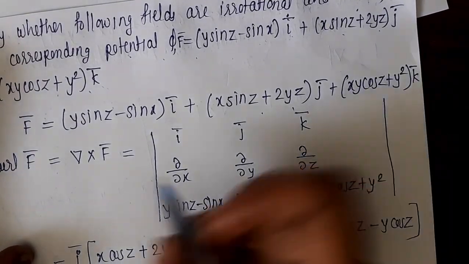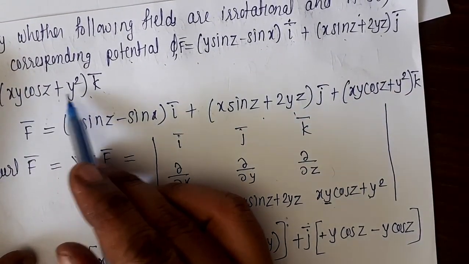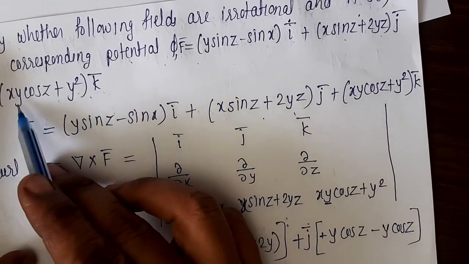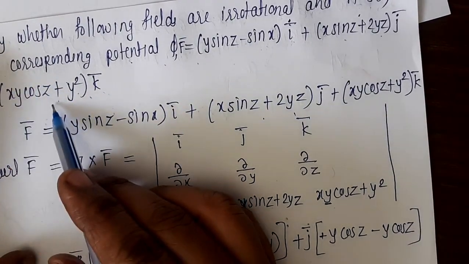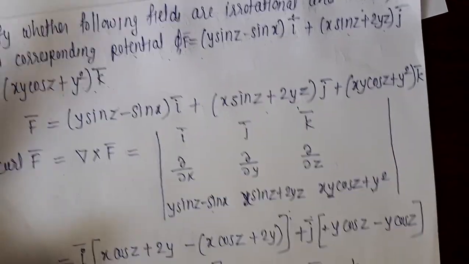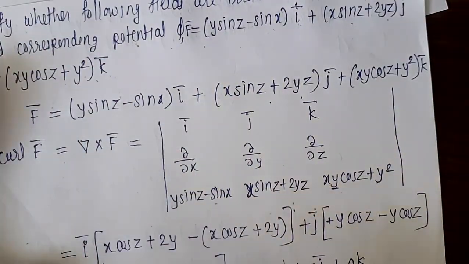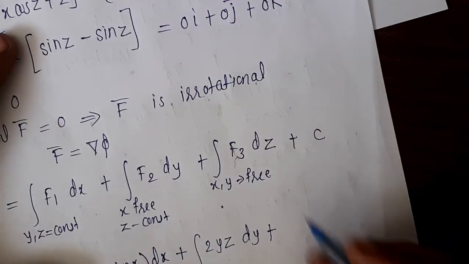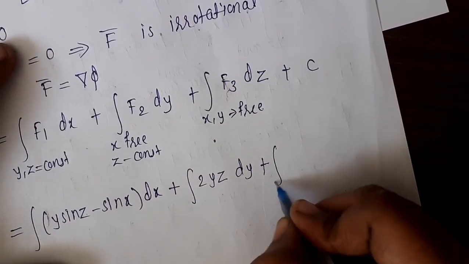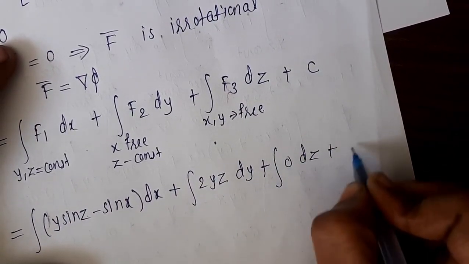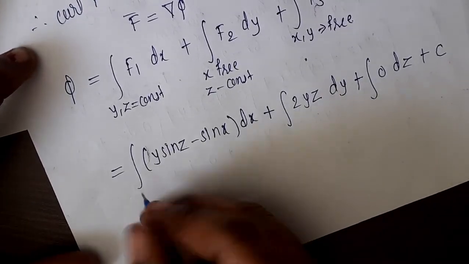Now f3 is xy cos z plus y square. In xy cos z, the first term contains x and y, and the second term also contains x and y. So there is no term which contains only z. So again f3 value is equal to 0, integration of 0 dz, plus c.